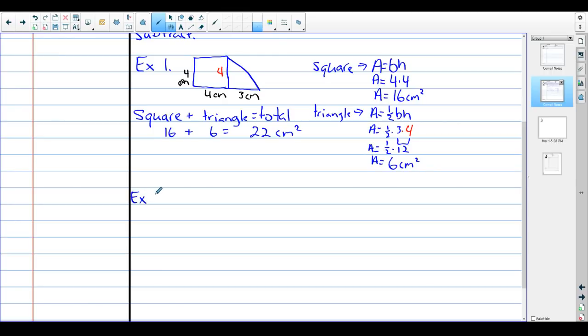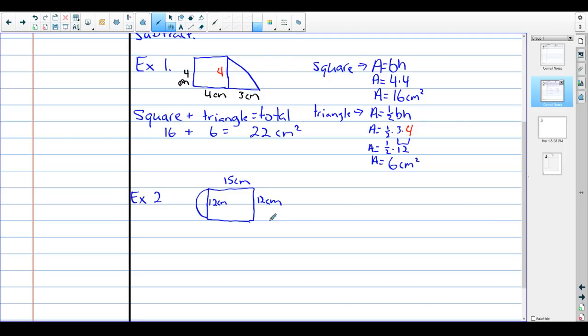Hopefully this one's more fun. Ooh, a little better. Okay, so we have a rectangle. Perfect rectangle. Nailed it. And then we have a half a circle. Perfect. Right there. Tells us 12 centimeters. 12 centimeters over here and 15 up top.